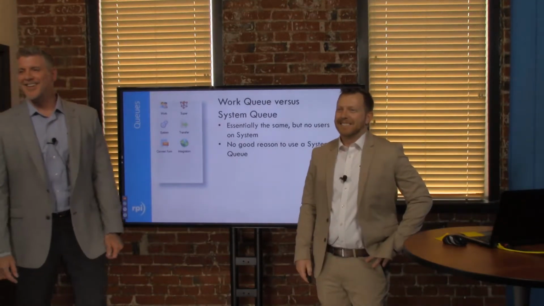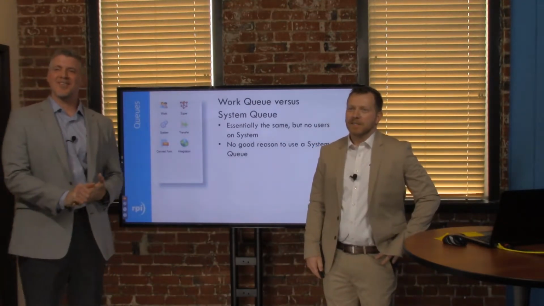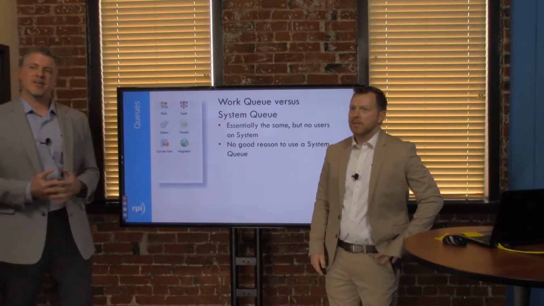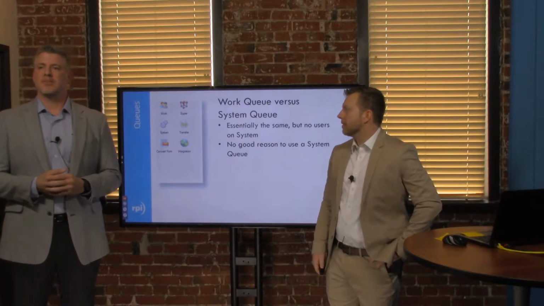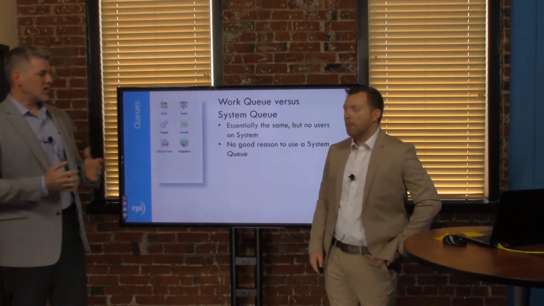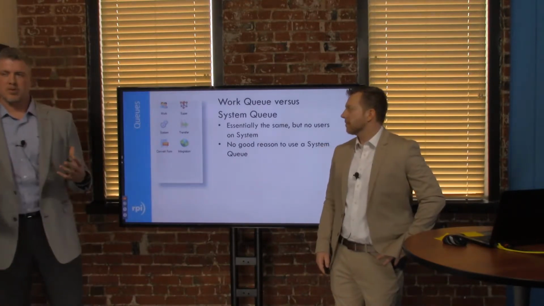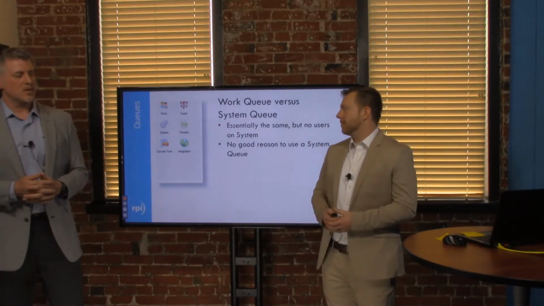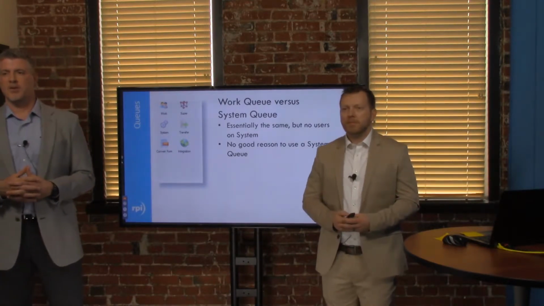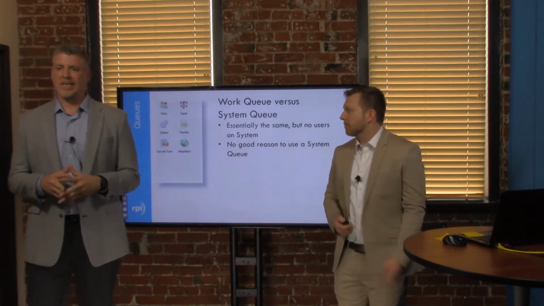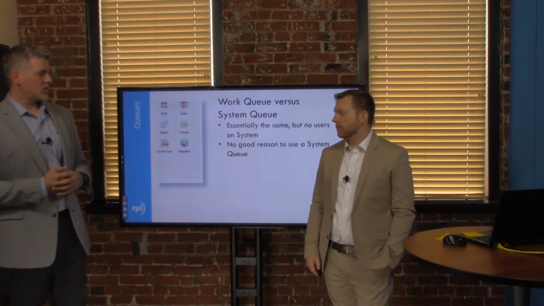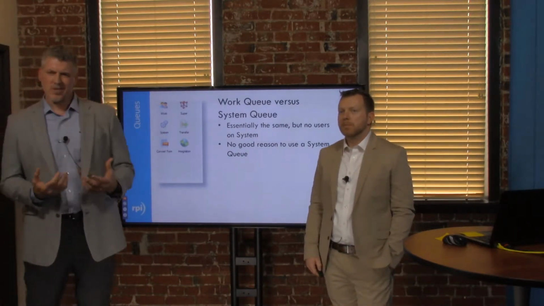So we're going to talk about some queues real quick. We'd already talked about the super queues. Here we're just going to talk about the difference between system queues versus work queues. Very simple. Work queues are the typical queues you see. You can assign users and permissions to that queue. System queues, you cannot. There is no permissions section in the system queue designer for that option. So there's no real good reason to use system queues.